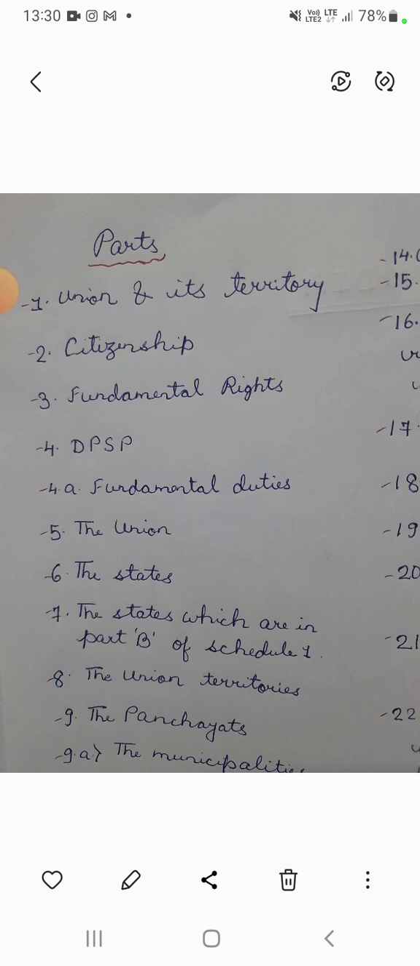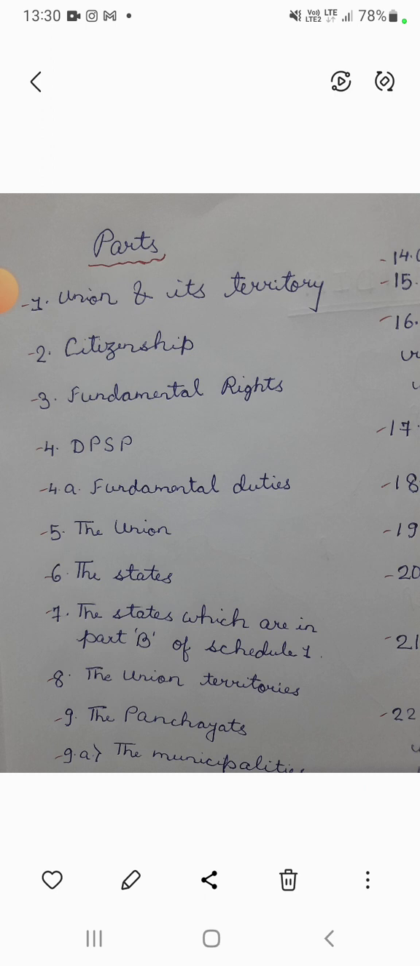Now, Part 5 talks about the union. The union consists of the president, vice president, the Attorney General of India, etc. Part 7 talks about the states which are in Part B of Schedule 1. Now there are so many union territories, like Jammu and Kashmir is divided and two union territories formed, that is Jammu and Ladakh.